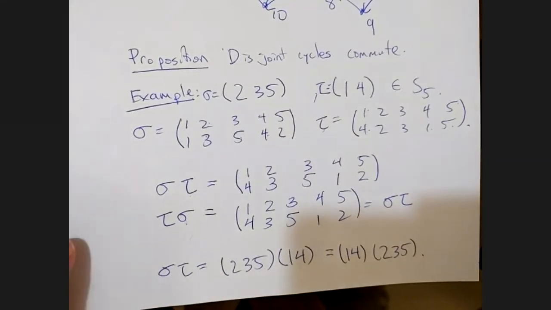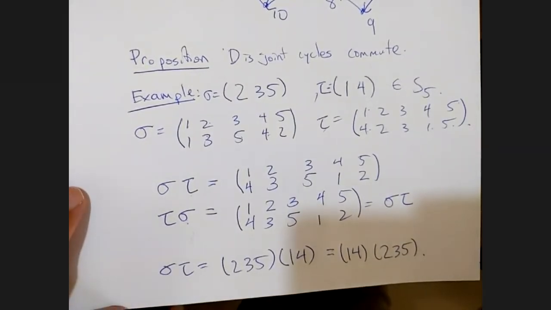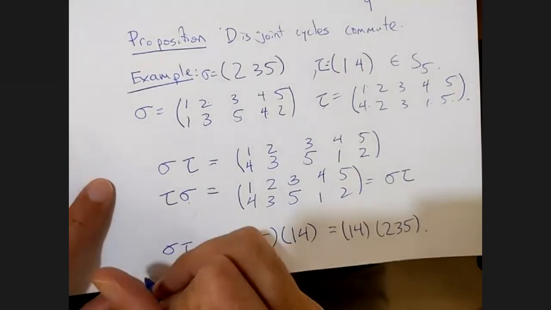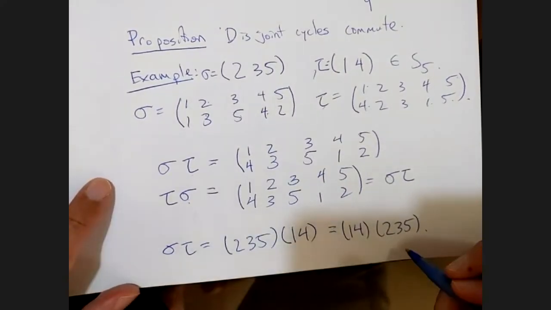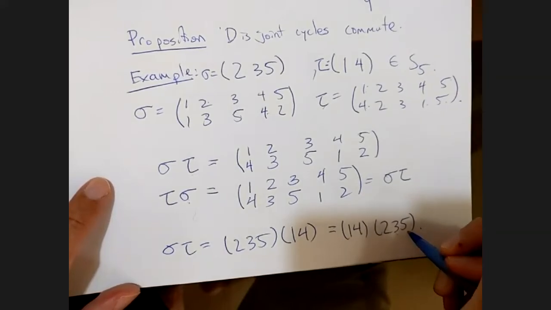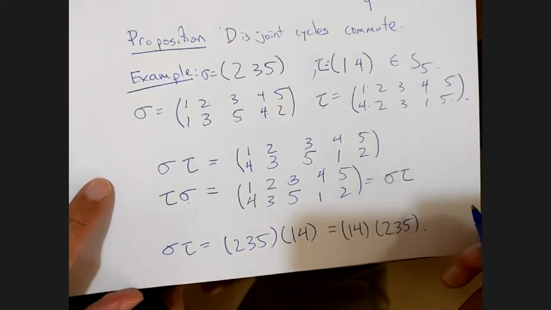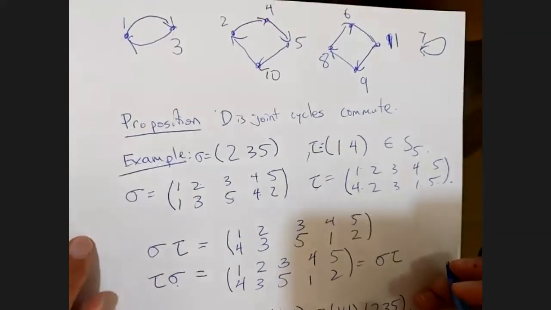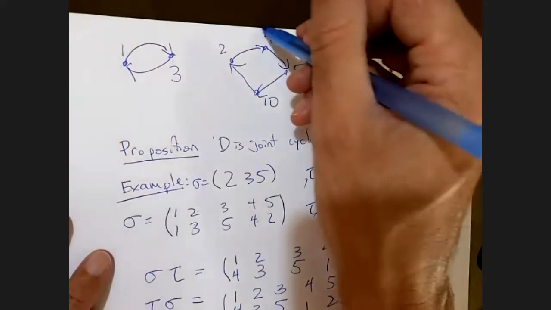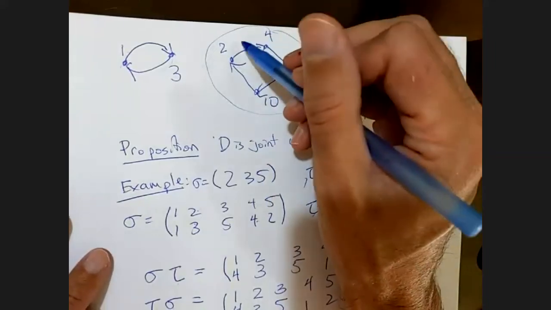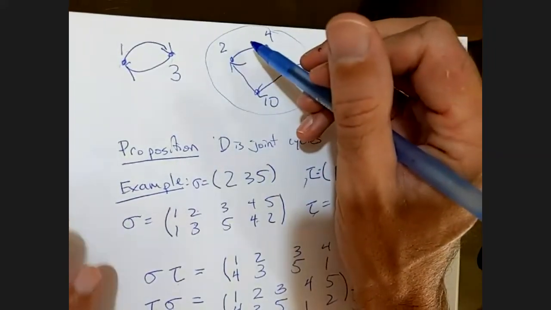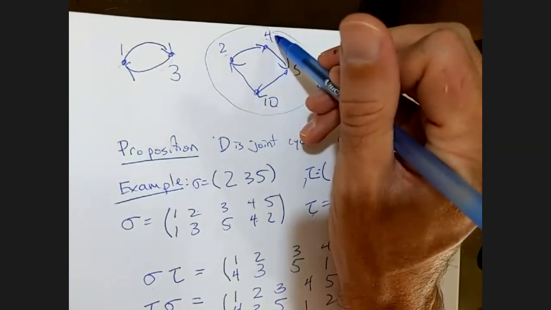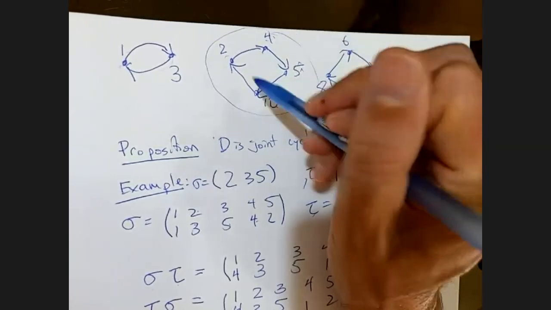And another thing that might be useful when working with cycles is that it doesn't matter which element you start with, right? So a cycle is really like a loop. Like in this cycle, you can start with any one of the 4, right? The way I wrote it down was 2, 4, 5, 10, but that's the exact same cycle as the one that would go 4, 5, 10, 2.